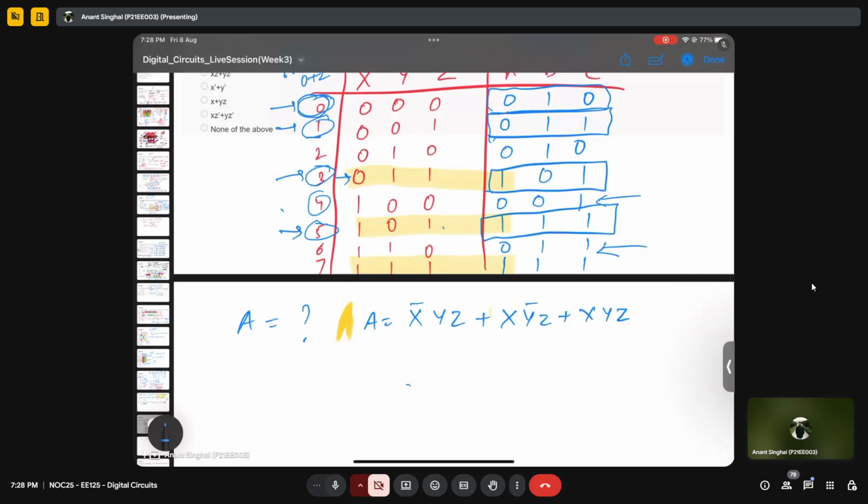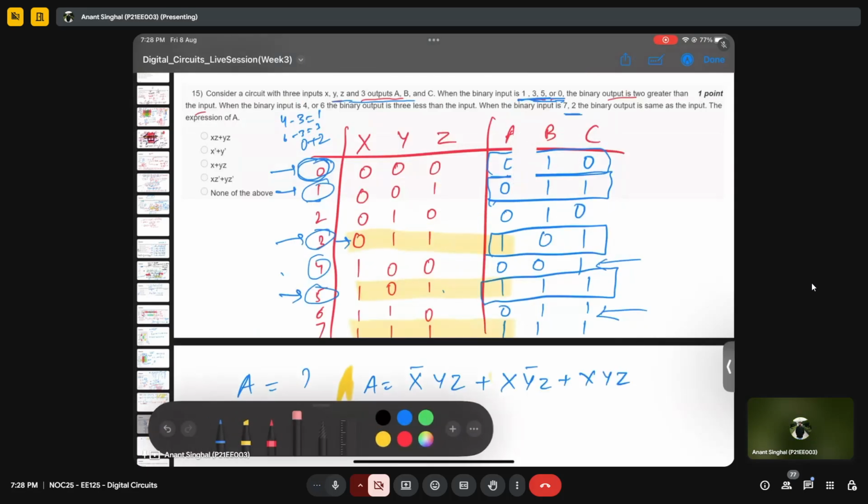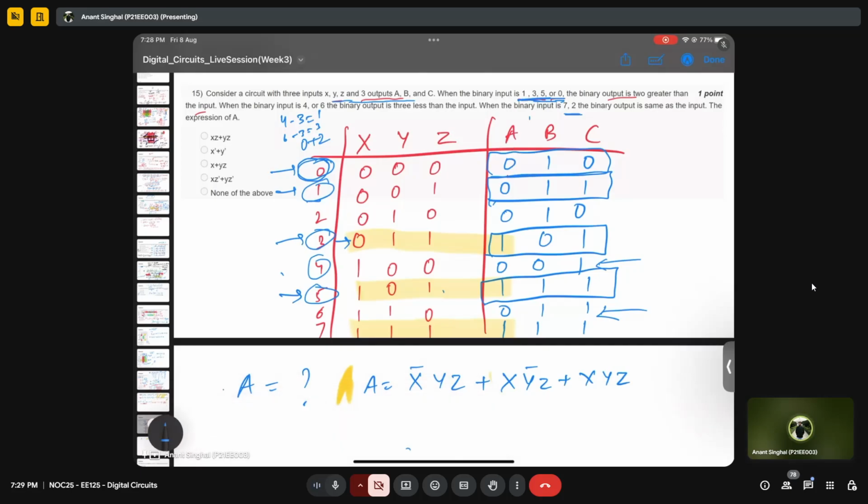Sir, once again explain, sir. So A is this row, or this column I can say, and it is one in these three cases. I can write this as x complement yz. I can write this as x y complement z. Wherever there is 0, I'm just adding a complement, and this is x y z. So I've done that: x bar yz plus x y bar z plus x y z.